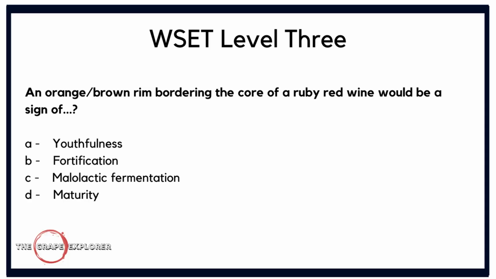Okay, next we're going to be talking about a wine characteristic from the perspective of the look of wine. So an orange-brown rim bordering the core of a ruby red wine would be a sign of what? Is it youthfulness, fortification, malolactic fermentation, or maturity? What's interesting about this one, and if you've watched my video on the look of wine, you'll know that wines, red wines in particular, lose pigmentation as they get older.